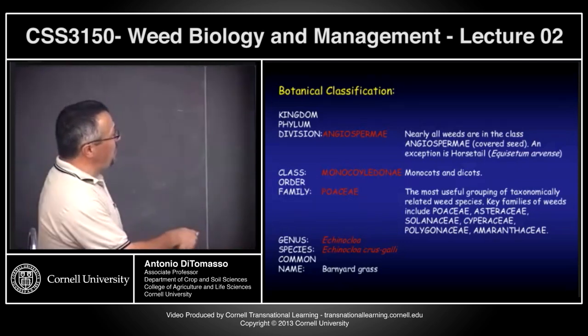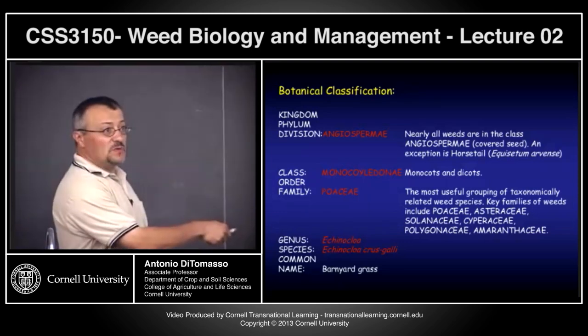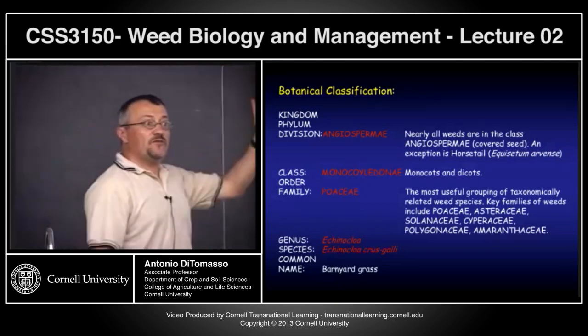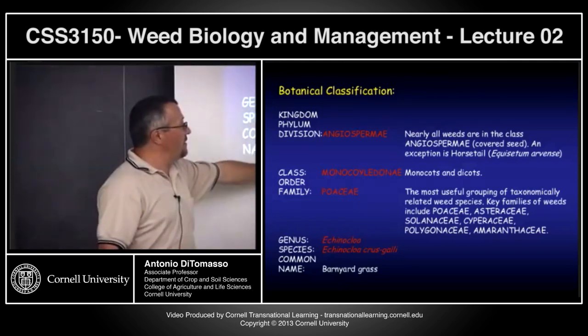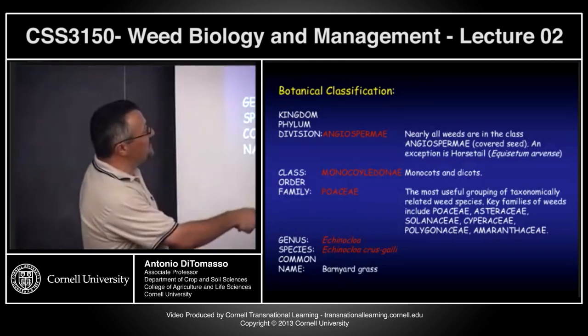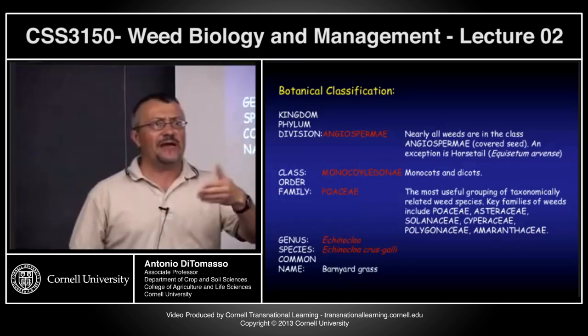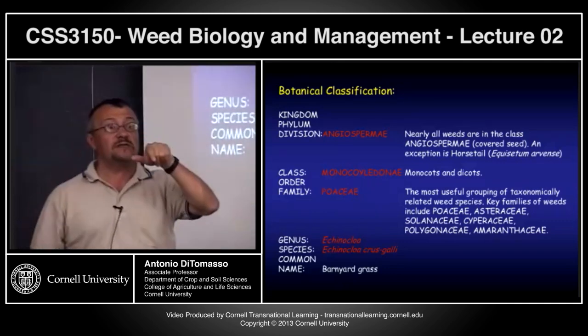So typically what we have is the genus Echinochloa crus-galli. This is barnyard grass. If I show you a barnyard grass, I'd expect you to give me the scientific name, the common name, and what family it's in. In this case, it would be the Poaceae. And then you'd have to tell me, is this an annual, biennial, or perennial? In this case, this is an annual, so it survives one growing season.